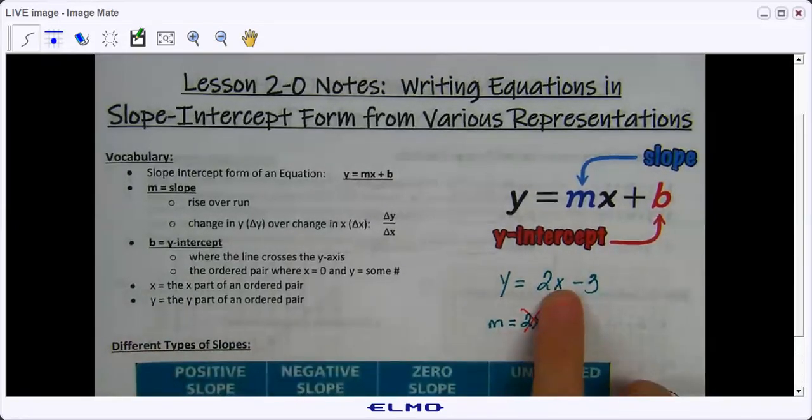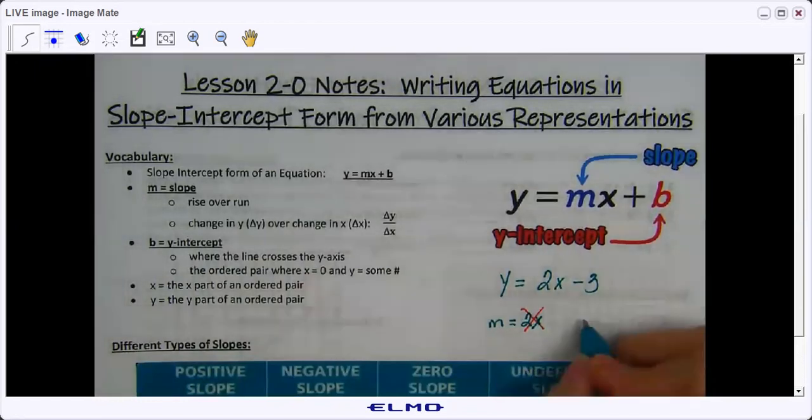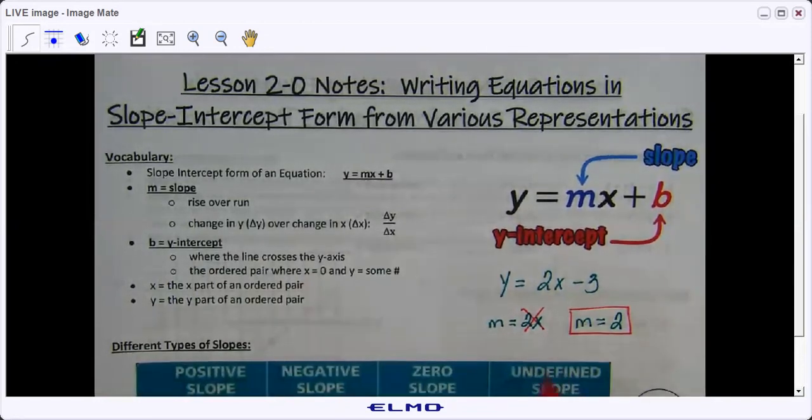The x isn't part of the slope. The x is just what you multiply the slope by to get your y. Or the x is just part of an ordered pair, which is a different part of the equation. Your slope is just 2, okay? So please don't write an X because I will mark points off on homework if you include that X in your slope.